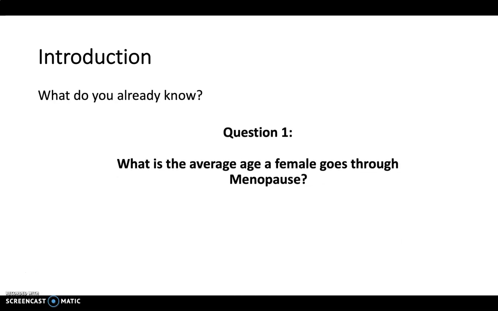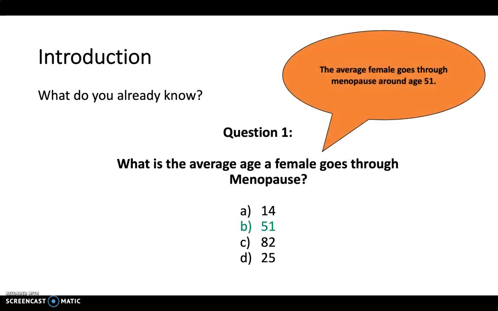Before we get started, let's find out what you already know. Question 1: what is the average age a female goes through menopause? Is it 14, 51, 82 or 25? Feel free to pause this video and take a moment to think about the answer. And the answer is 51. This is thought to be the average age a female may go through menopause.